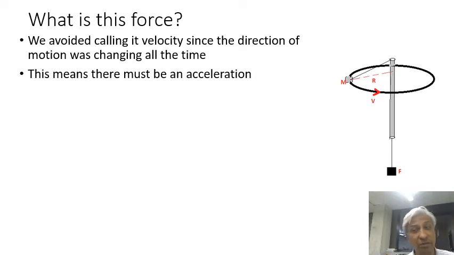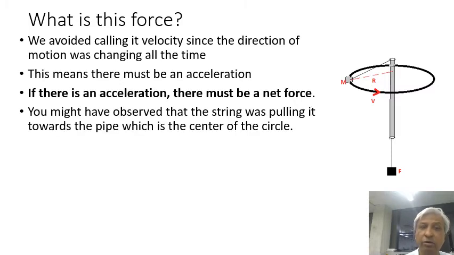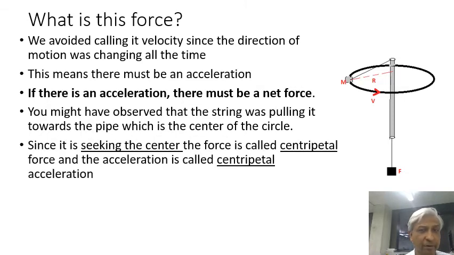This means there must be an acceleration. If the velocity is changing, there must be an acceleration. If there is an acceleration, then there must be a net force. You might have observed that the string was pulling it towards the pipe, which is the center of the circle. Since it is seeking the center, the force is called the centripetal force. The acceleration is called centripetal acceleration.